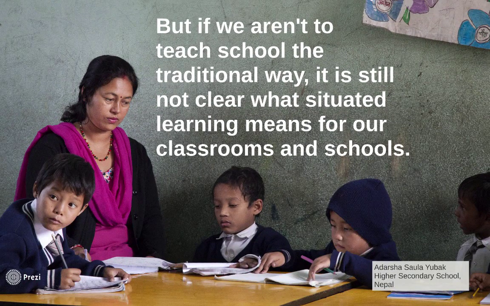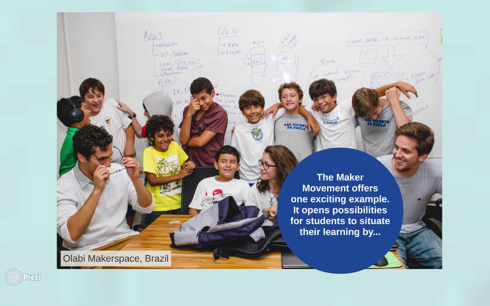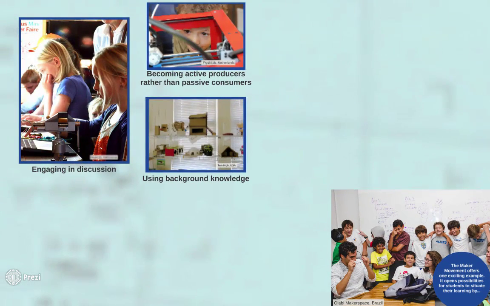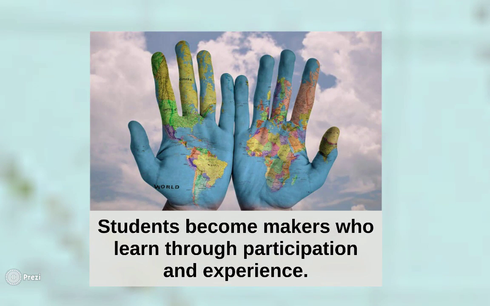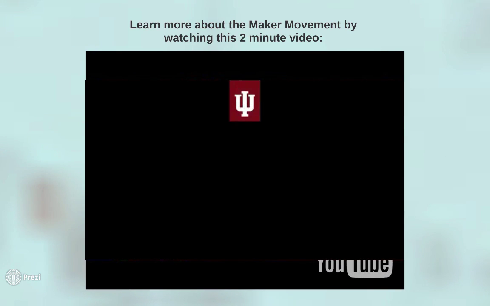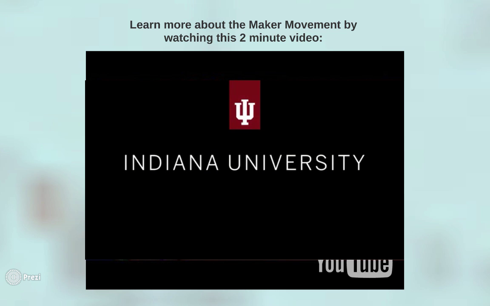But if we aren't to teach school the traditional way, it is still not clear what situated learning means for our classrooms and schools. The Maker movement offers one exciting example. It opens the possibilities for students to situate their learning by engaging in discussion, becoming active producers rather than passive consumers, and using background knowledge. Students become makers who learn through participation and experience. Learn more about the Maker movement by watching this 2-minute video.